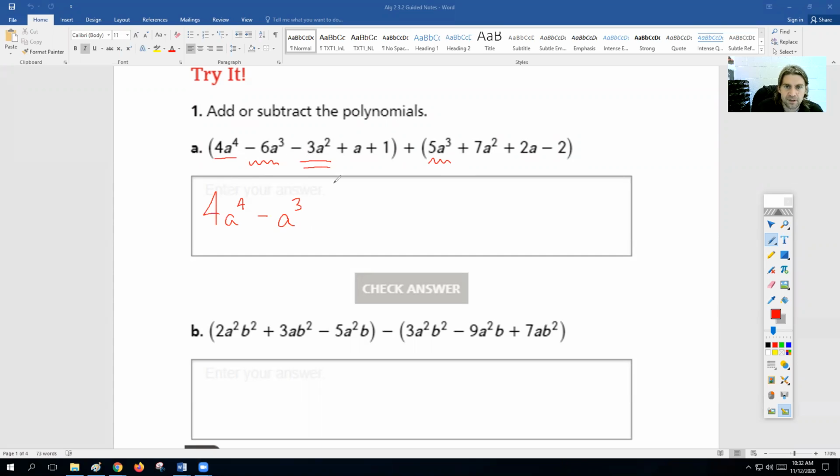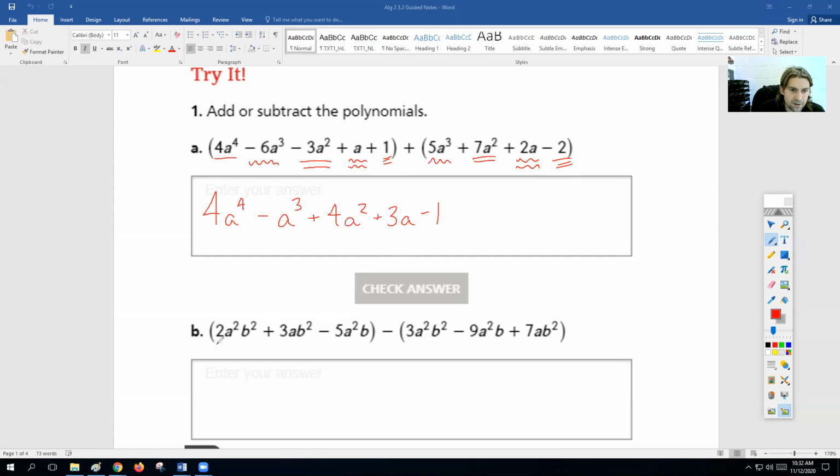All right, then we got a squareds, which are next. We have negative 3 plus 7. That would give us 4a squared. All right, then we have a's. We got 1a, 2a would be 3a. And then lastly, we look at our numbers, which have no degree. So 1 plus a negative 2 is a minus 1. Everything is in descending order. And there we go.